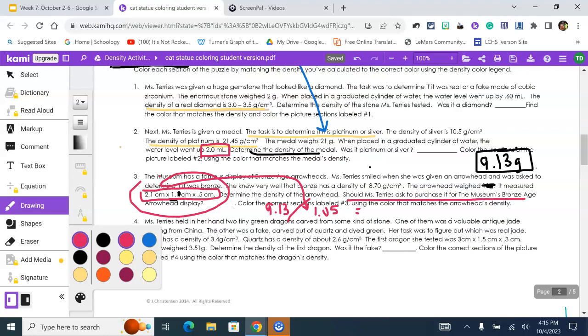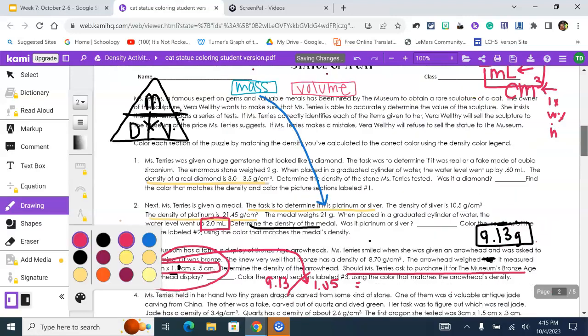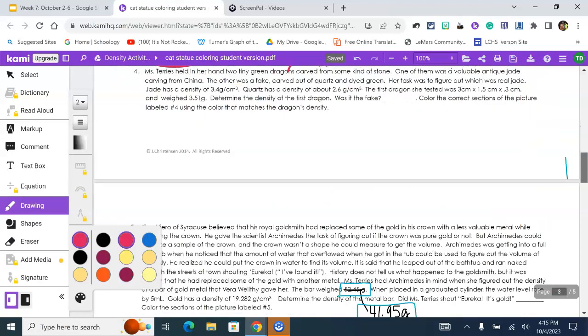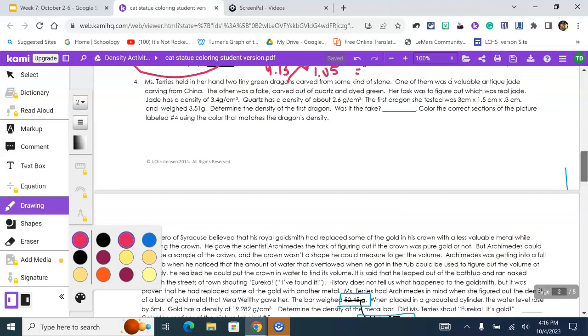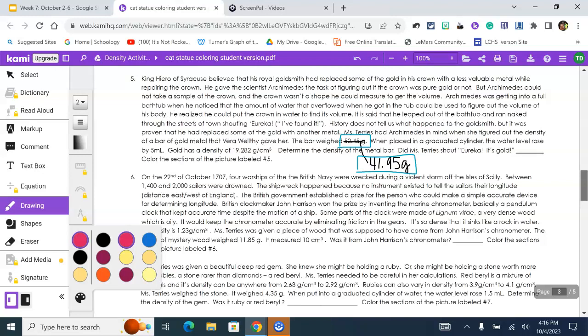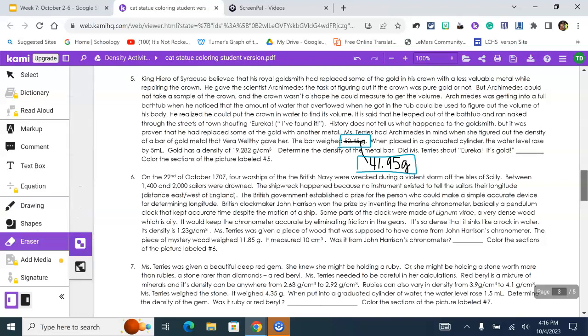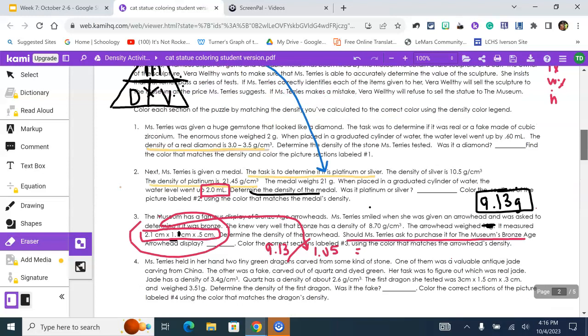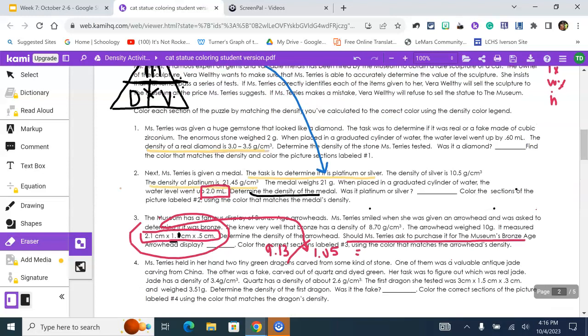The other one that I want you to change is on number 5. Change the mass from 52.45 to 41.95. All right, this is due, and I am giving this a grade. So when you get back, make sure that you get this bad boy handed in.